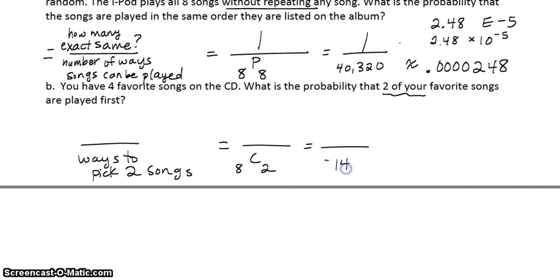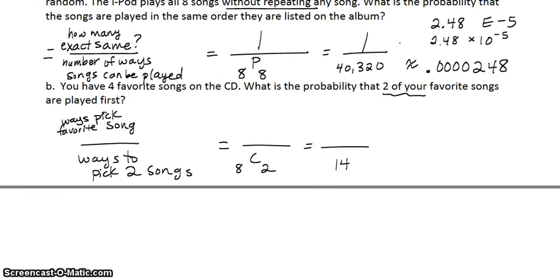So there's 28 ways, 8 combination 2 in my calculator, ways that I could pick 2 of the 8 songs from the album. Okay, and now we have to think about the other part. We have to figure out how many ways I could pick my favorite songs. And here's one thing that's hard to wrap your head around. We have to assume that it happened. When you're doing probability, always assume you got what you wanted.